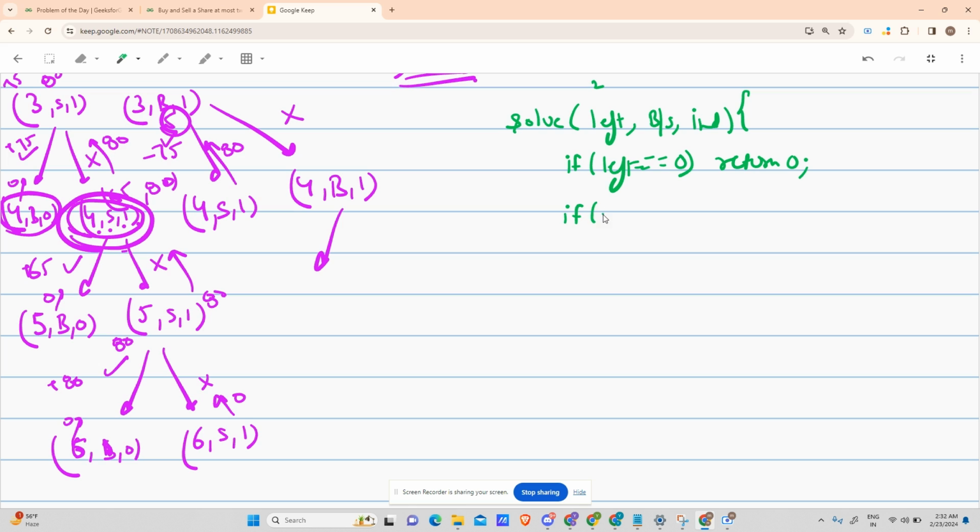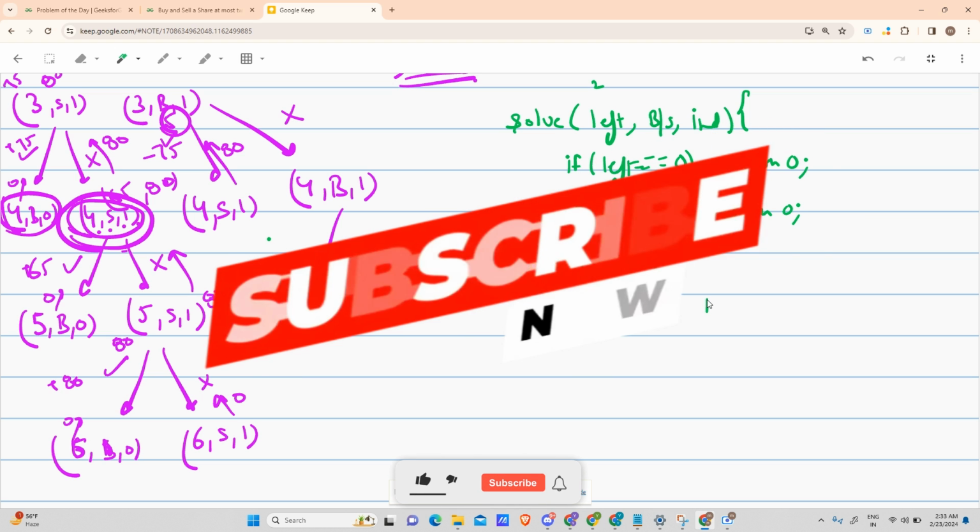Otherwise, if my index is greater than or equal to n, that is, it has passed the limits of the stock days, in that case also return 0, right? These are the base cases we discussed in the subtree also. Otherwise, if b, that is, if I have to buy, in that case what do I have to return?